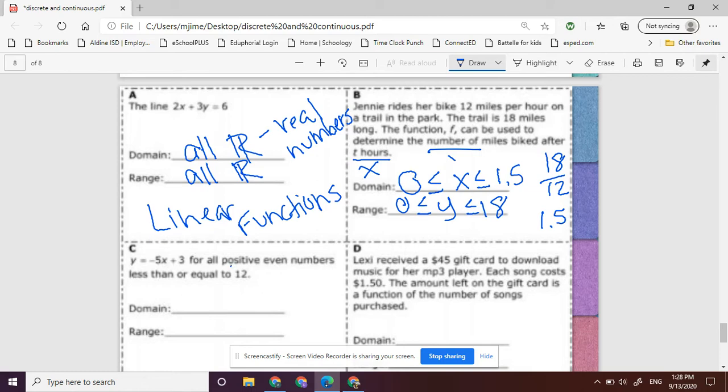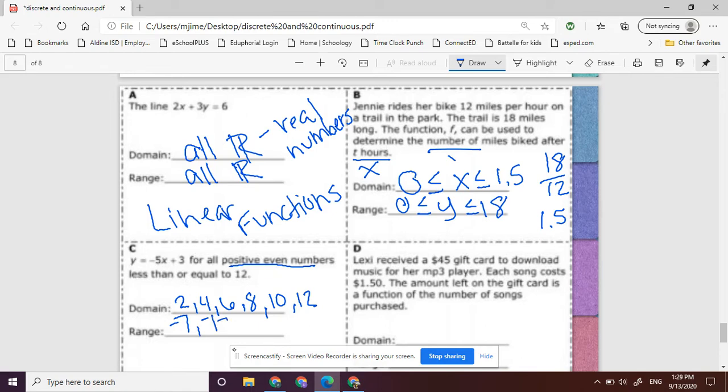This one right here gives us a limitation. So this is discrete: all the positive even numbers less than or equal to 12. So we have 2, 4, 6, 8, 10, and 12. Well, what is the range? The range is what happens when I plug this number in. So negative 10 plus 3 is negative 7. And then this one, that's negative 20, negative 17.